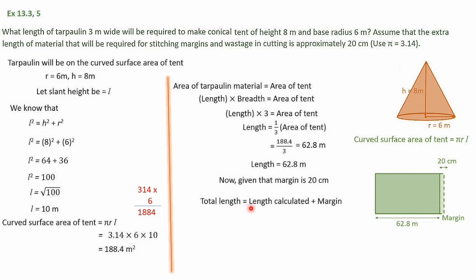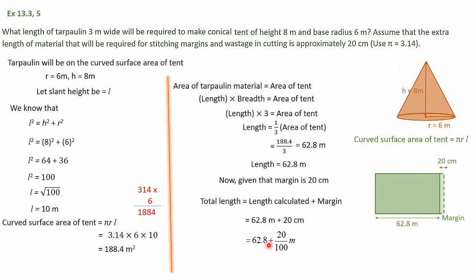So total length will be the length calculated. We have calculated the actual amount of length, that is 62.8, plus we have to keep some amount for wastage, for balancing, that is plus margin. That is 62.8 meter plus 20 centimeter is our margin. But here you can see the units. These are two different units. One is in meter, another one is in centimeter. So you have to change this one.